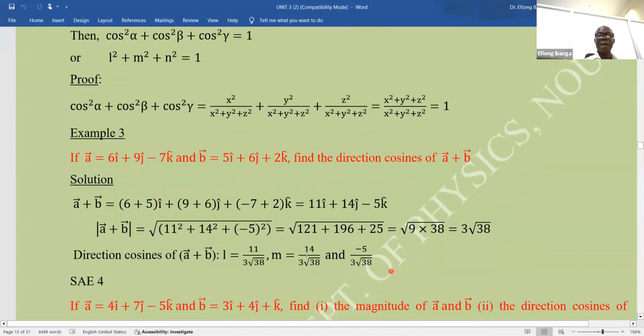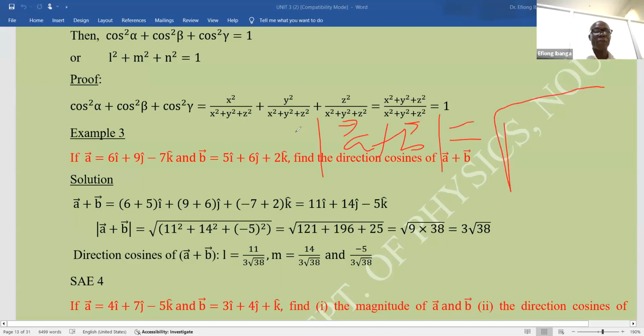Then how about the magnitude? The magnitude alone is going to be the square root, as we have said here. Let me write that again. That is my R, the magnitude of my A plus B. It is going to be the square root of these quantities. This one is 11, so it's going to be 11 squared. This one is 14, isn't it? I hope you are following. How do we get 14? 9 plus 6 is 14.